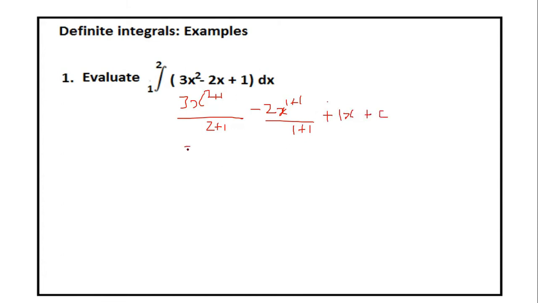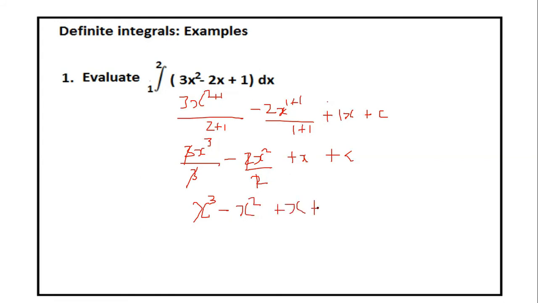So this now becomes 3x to the power 3 over 3, then minus 2x squared over 2, plus x, then plus c. This is what it is becoming. So this and that leaves us with x to the power 3, minus this and that, leaves us with x squared, plus x plus c.